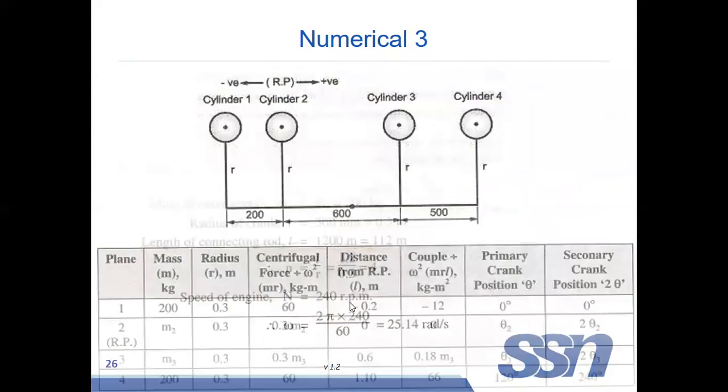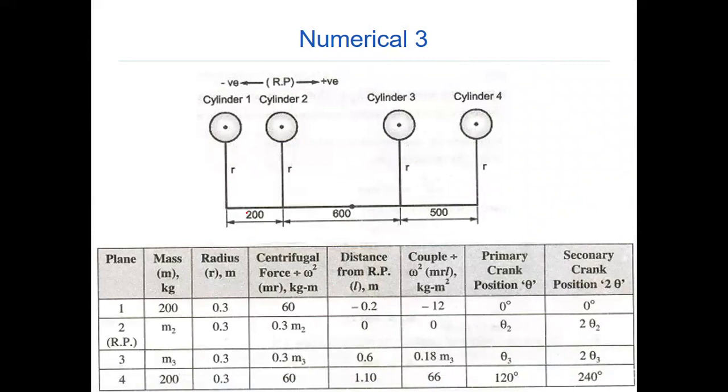Now we will discuss. So there are 4 engines. As I told, 1, 2, 3, 4. The distance between 1 and 2 is 200 millimeter. 2 and 3 is 600 millimeter. 3 and 4 is 500 millimeter. All are not same, different, right?